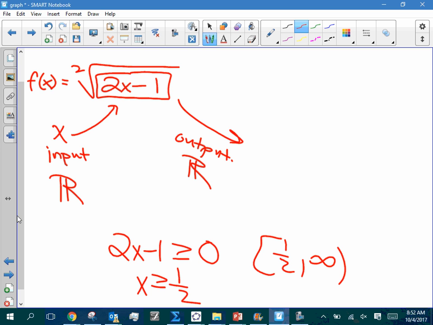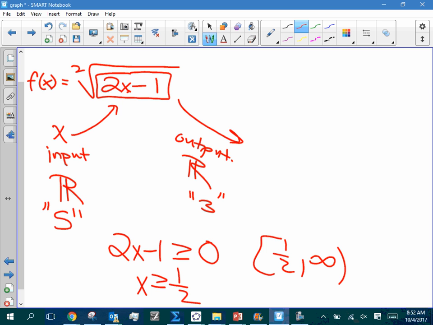If I choose any one of these values between 1/2 and infinity, I'm going to plug it in here. Just think about a number you plug in. Plug in 5. 2 times 5 is what? 10 minus 1 is 9, square root of 9 is 3. So you plugged in a real number 5 and got back a real number 3, right?